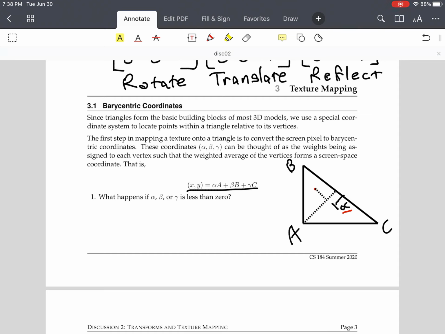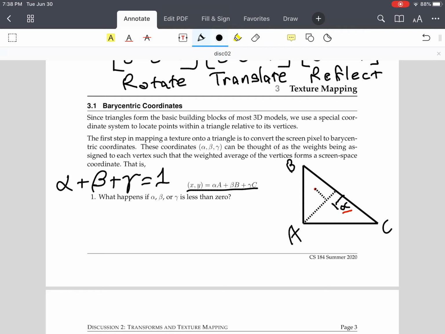Now, one really important thing to keep in mind is for valid barycentric coordinates, there's always one equation that holds true. And that is, I'm going to put it right here, alpha plus beta plus gamma is equal to 1. Okay? So the total weighted average has to add up to 1. Okay, so now let's look at this first question. What happens if alpha, beta, or gamma is less than 0? Well, so we looked over here in our drawing, we have a value for alpha. So how would this value of alpha be less than 0?